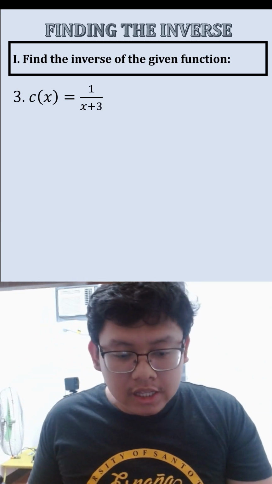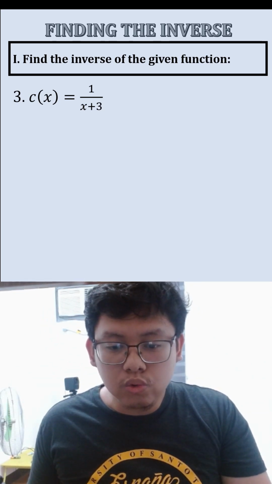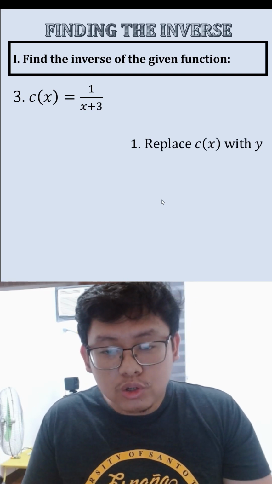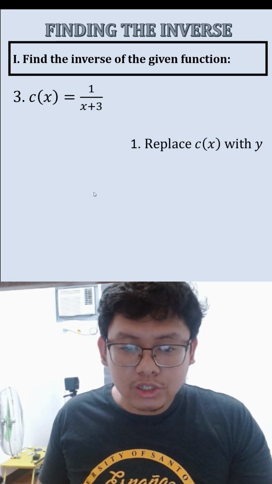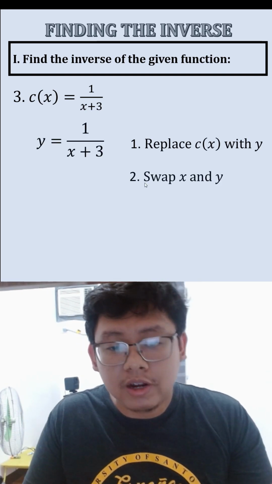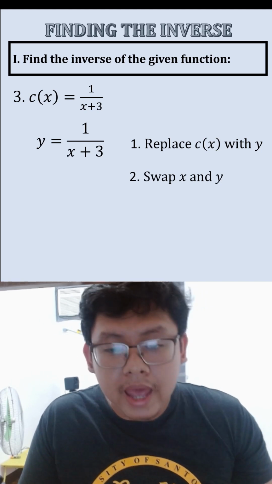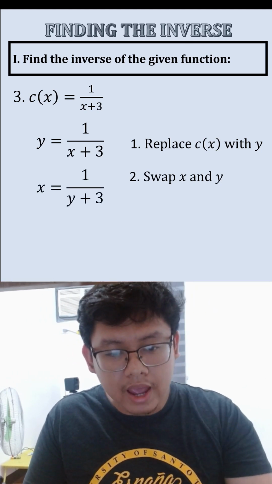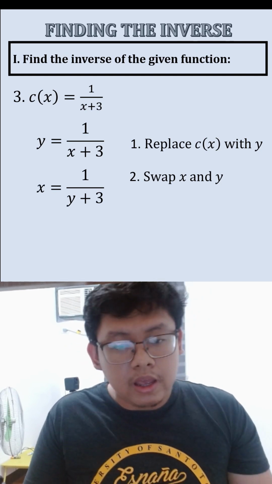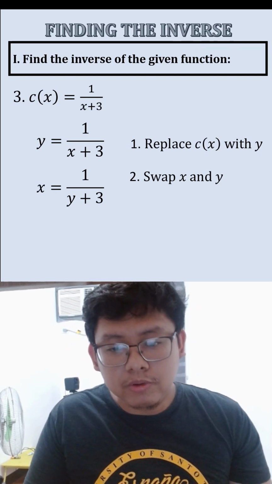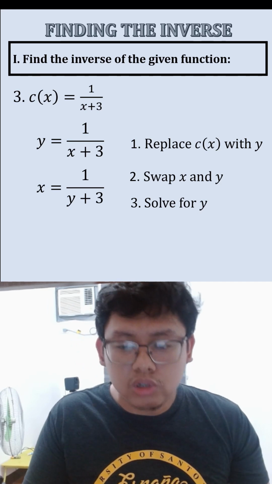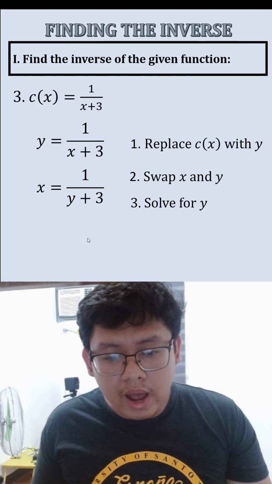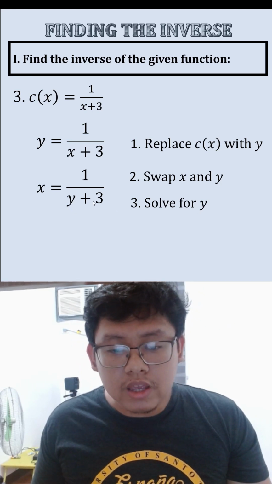The first thing that we need to do here is replace the function notation with y. So we change c of x to y. Then we will proceed to our second step, which is to swap x and y. So we will interchange x and y, and we have x is equal to 1 over y plus 3. Then we proceed to the third step, which is to solve for y. We need to isolate y on this side of the equation.